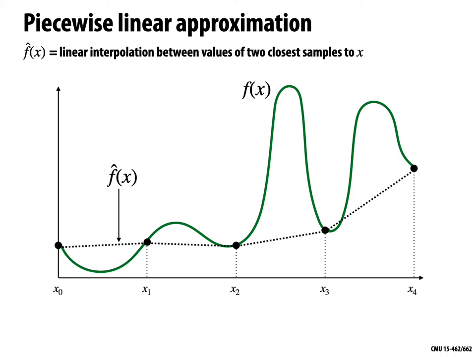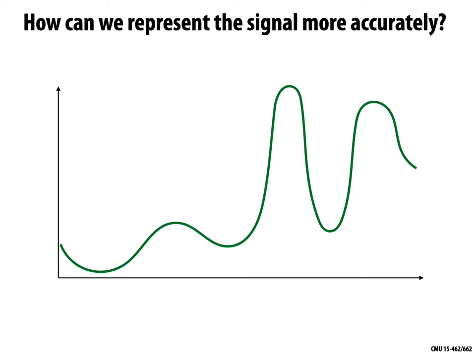What's strange about this approximation of my original function? Right, there's something really kind of bad that happened here, which is that I've completely missed some of these big bumps in the function, especially near the end. I have these two huge bumps between x2 and x3 that don't show up at all in my piecewise linear approximation. So what would you do? How can we represent the signal more accurately? What's a better idea?